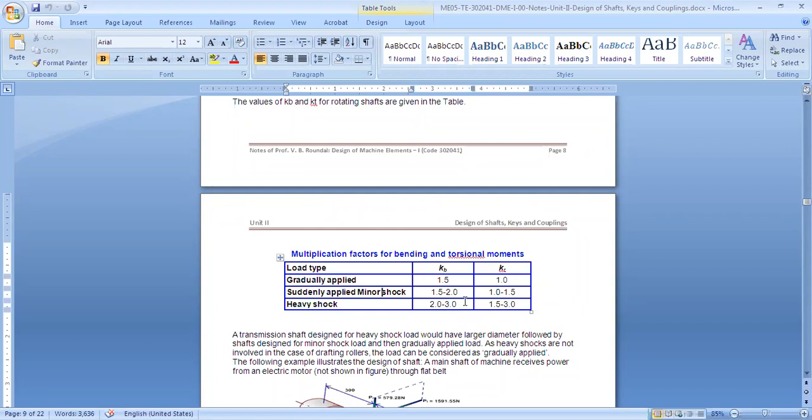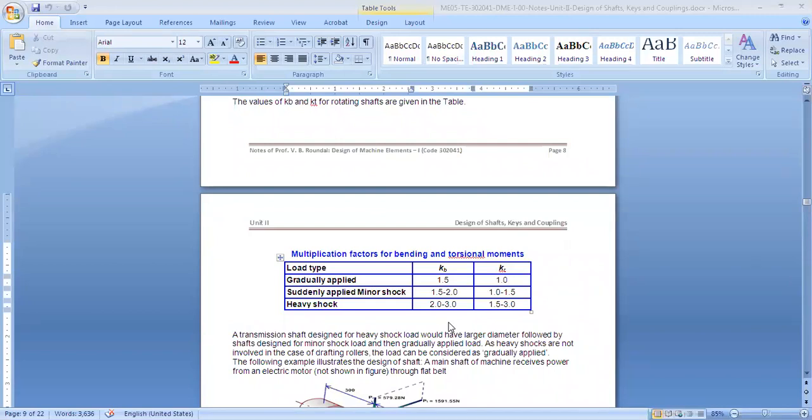If it is a gradually loaded shaft, that is one case. If it is suddenly applied with minor shock, it is a minor shock, meaning it is suddenly applied, like one person suddenly sits in your car, so you are applying a shock to your shaft, but it is a sudden shock.